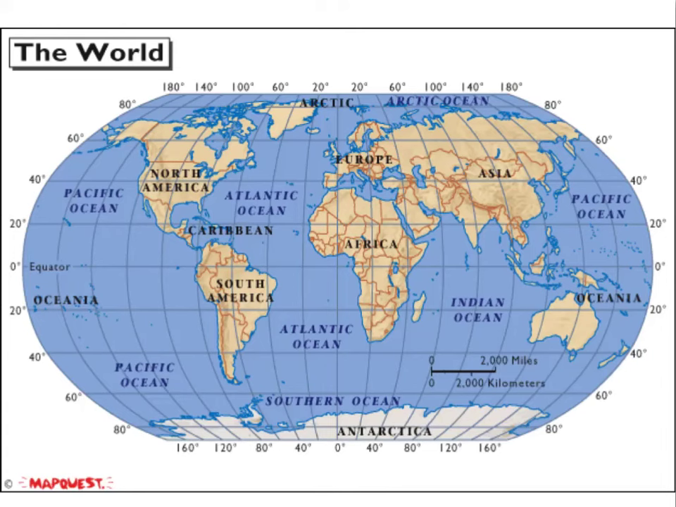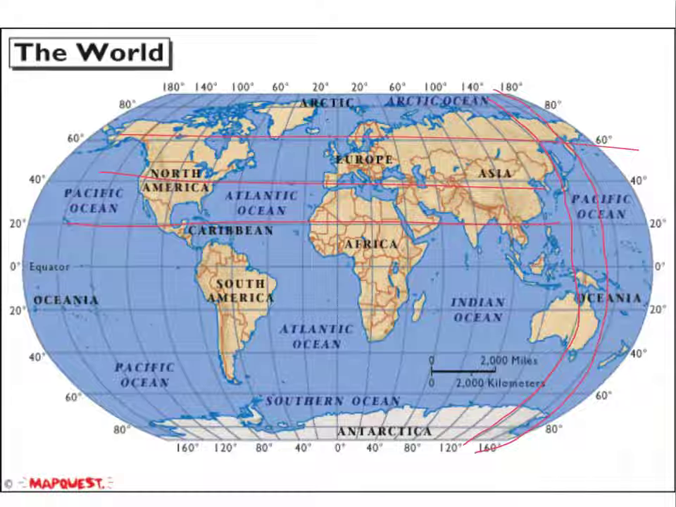Hi, and welcome to an explanation of how to find longitude and latitude. Now remember, latitude goes right to left, and longitude goes up and down. In this case, it's curved at the edges, just because we're trying to represent a three-dimensional globe on a flat map, so things get distorted a little bit.